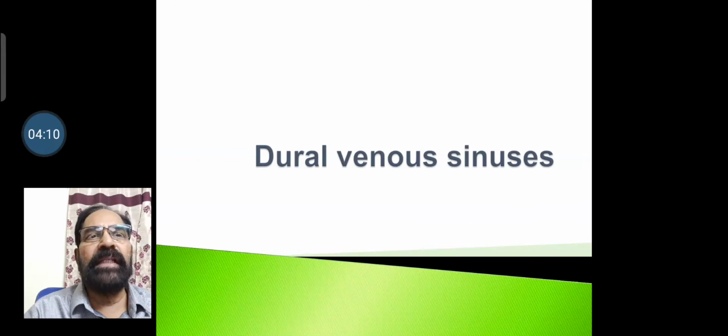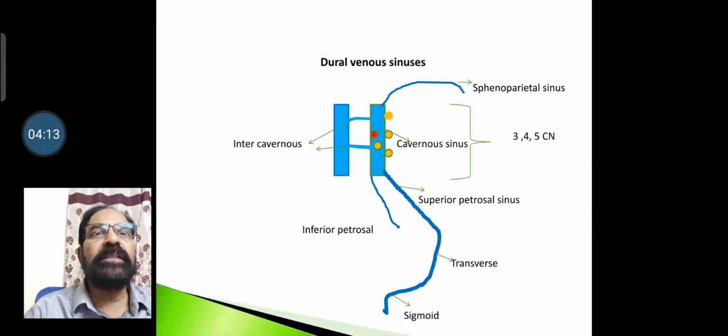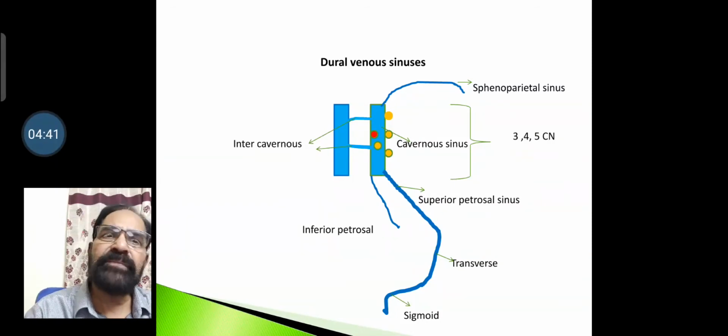Then we go to dural venous sinuses. So in this picture you can see the cavernous sinus on either side. Then we can see the sphenoparietal sinus, and inside the cavernous sinus you can see the internal carotid artery and the abducent nerve, and in the lateral wall we can see the 3rd, 4th and 5th cranial nerves. And coming to tributaries, we can see in the picture the inferior petrosal sinus and the superior petrosal sinus that continues as transverse sinus and subsequently as sigmoid sinus.